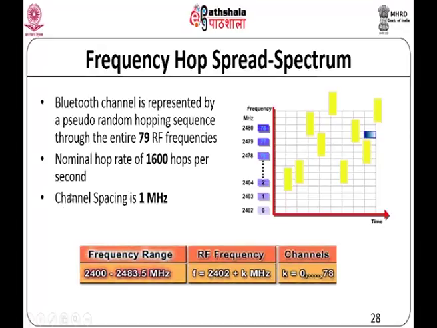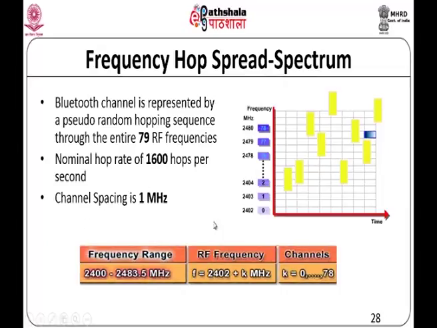So how exactly does the frequency hopping take place in Bluetooth? If you look at that, the Bluetooth channel has a pseudo-random hopping sequence through 79 RF frequencies. Okay. So you have a band from 2402 to 2480 which is divided into 79 different frequencies, where the channel spacing is 1 megahertz. So it will hop at a rate of 1600 hops per second. Okay, so those are the different channels that we will have. The nominal hop rate will be about 1600 hops per second.